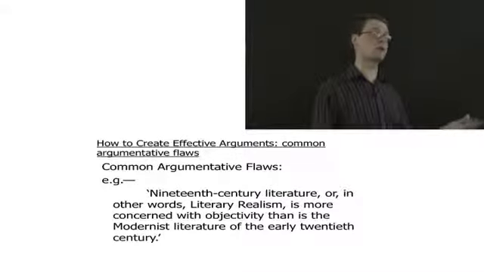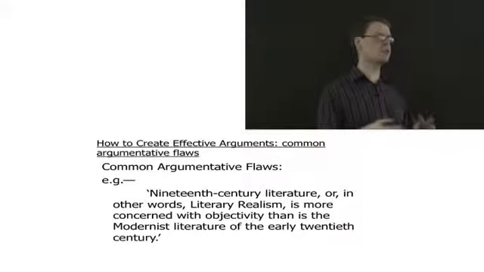So what this paragraph has done is conflate the two, and it seems to suggest, or it's arguing, that 19th century literature as a whole is more concerned with objectivity than is modernist literature, which is quite a shaky claim, and much more shaky than saying literary realism.